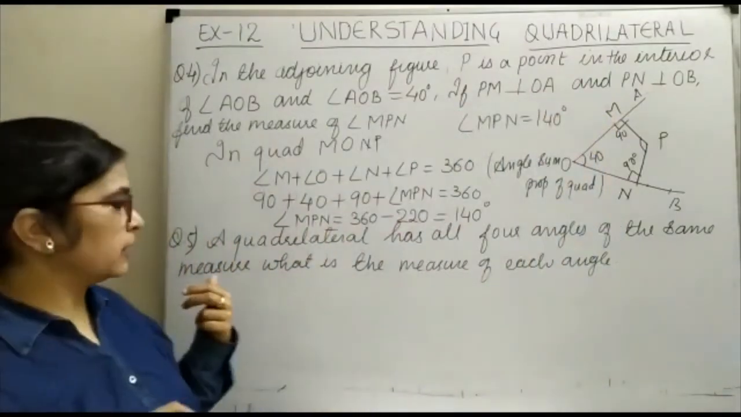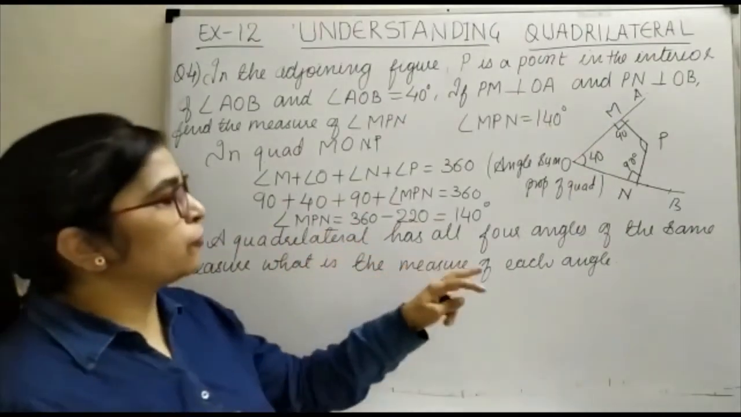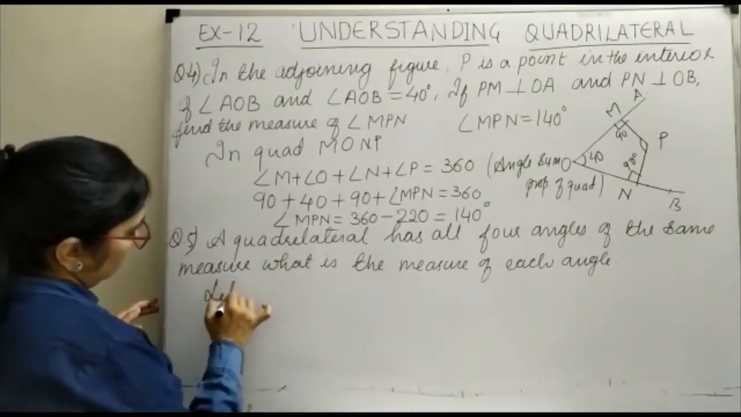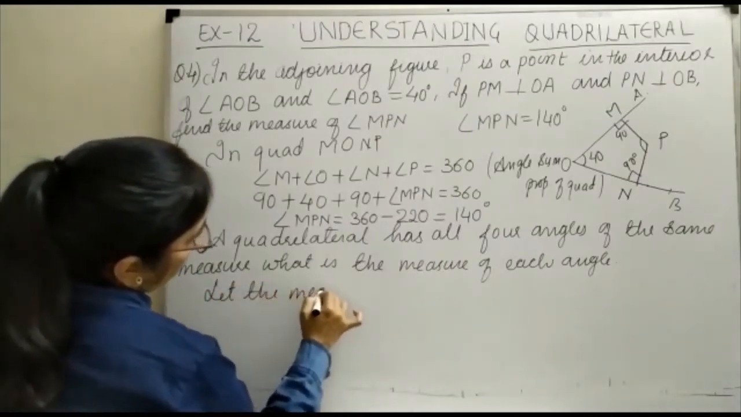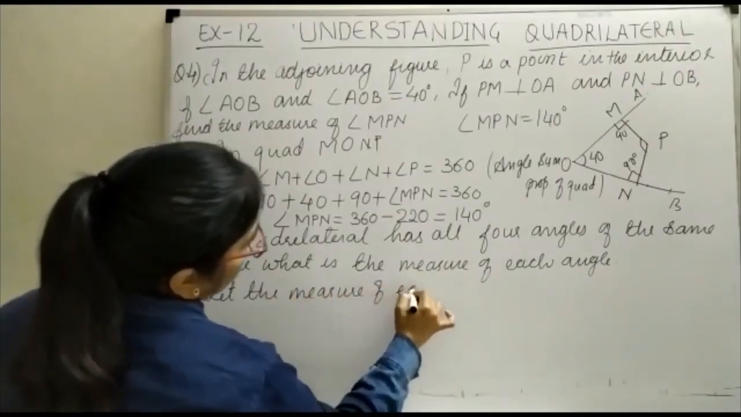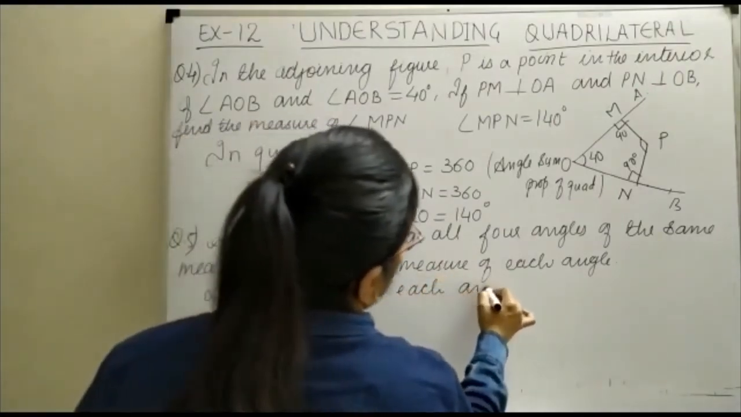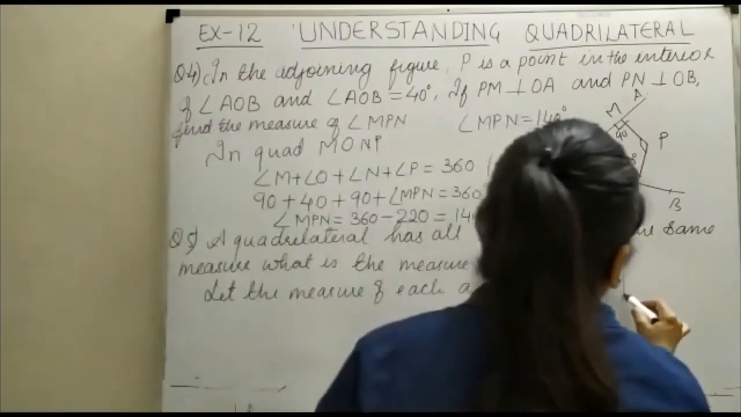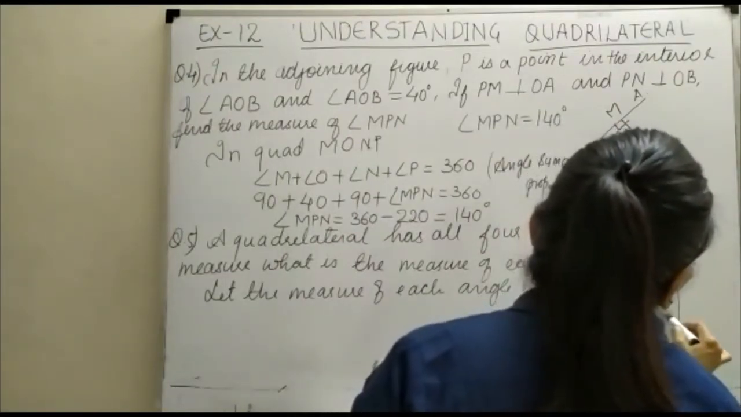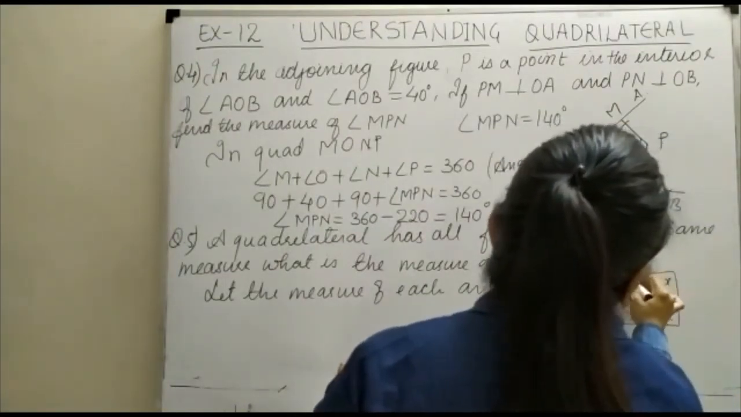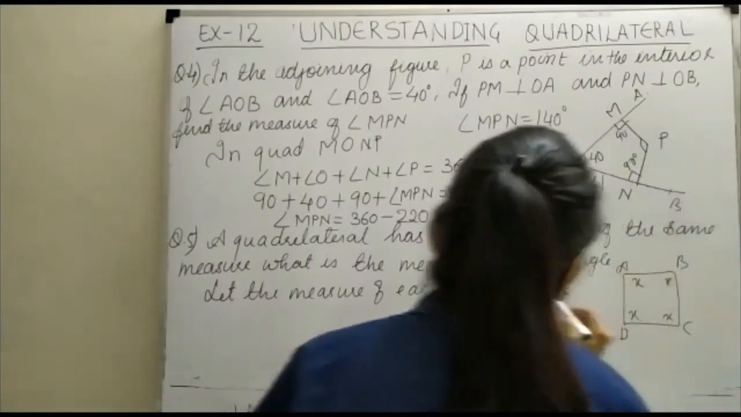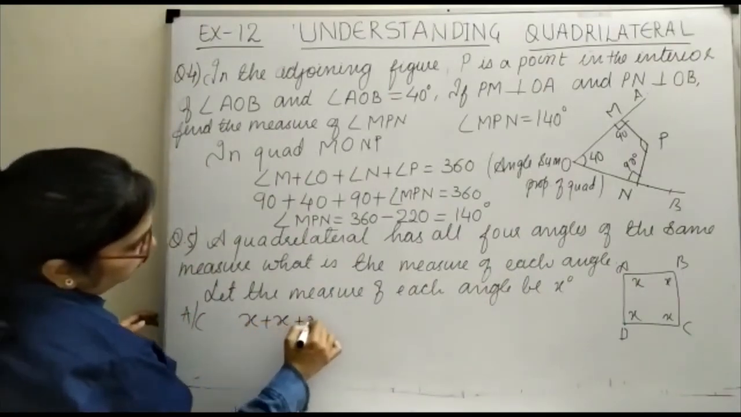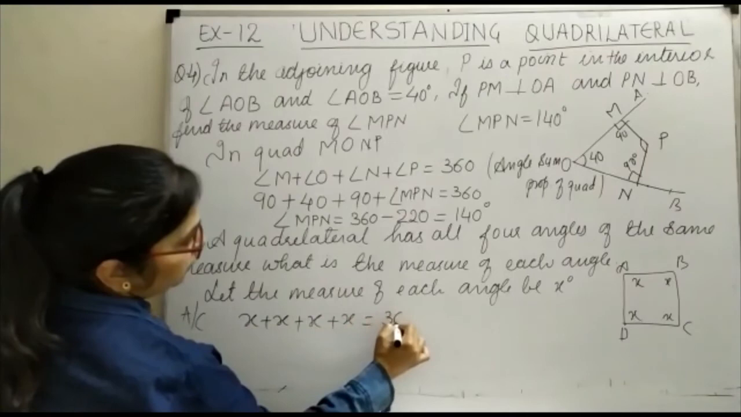आपके question number 5 में देखिए, a quadrilateral has all four angles of the same measure. What is the measure of each angle? Let the measure of each angle be x degrees. Okay, you can see here ये आपका quadrilateral है जिसमें सारे measures आपके x ले लीजिए, a, b, c, d.